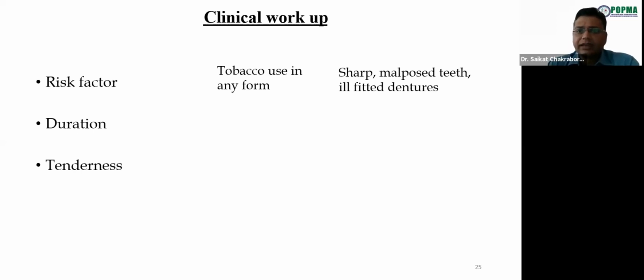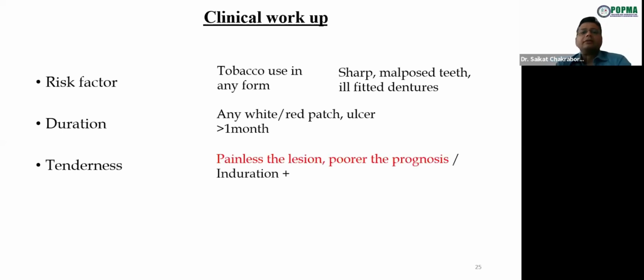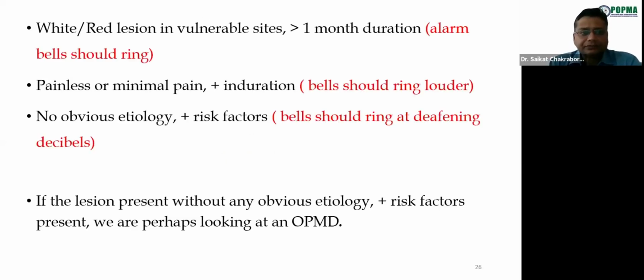So sharp malposed teeth, ill-fitting dentures, duration. Well, any red patch, any ulcer, any white patch in the mouth for more than 1 month. I mean, the book says I think 2 weeks, but let's keep it at 1 month. If it is not healing, you have to take some action regarding that particular patch or ulcer. Tenderness, we know about it. The more painless the lesion, the poorer the prognosis. And if it is indurated, well, even worse.